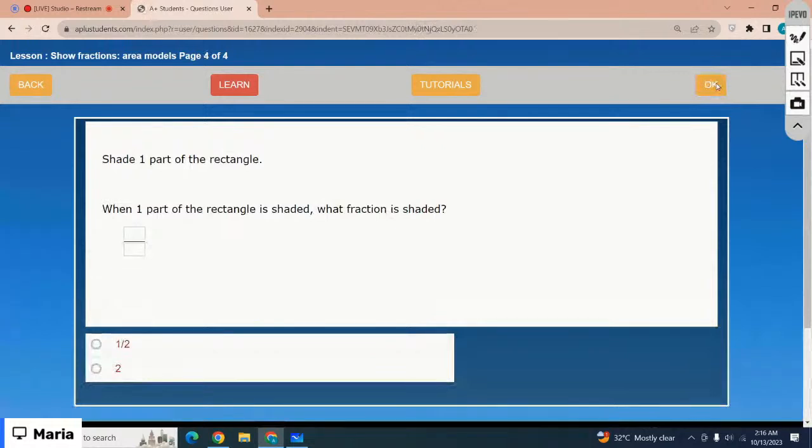Shade one part of the rectangle. When one part of the rectangle is shaded, what fraction is shaded? Which is the correct option? The correct option is 1 out of 2. Very good. The shape has two portions and only 1 is colored, so it would be 1 out of 2.